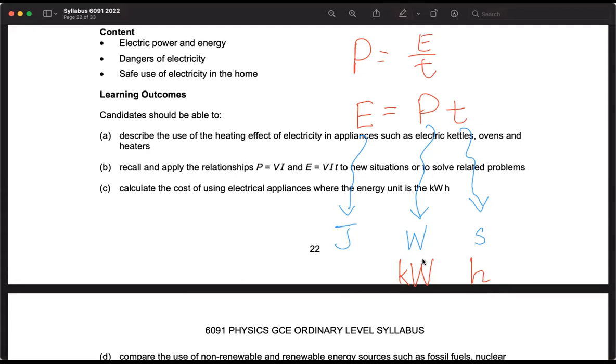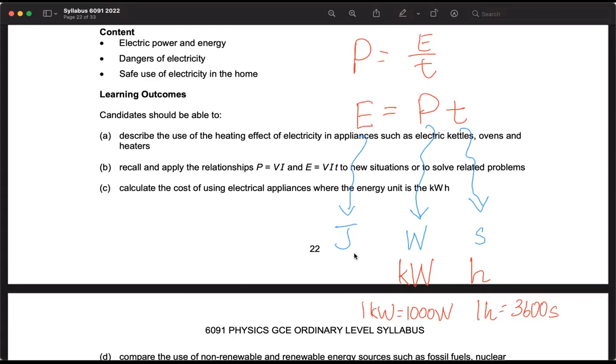So for kilowatt hour, your number will be 1,000 times smaller because 1 kilowatt is the same as 1,000 watt. And 1 hour is the same as 3600 seconds. So when you look at your electrical bill, this 1 kilowatt hour figure will be 3.6 million times smaller compared to joule. Is that clear? Can you understand that?